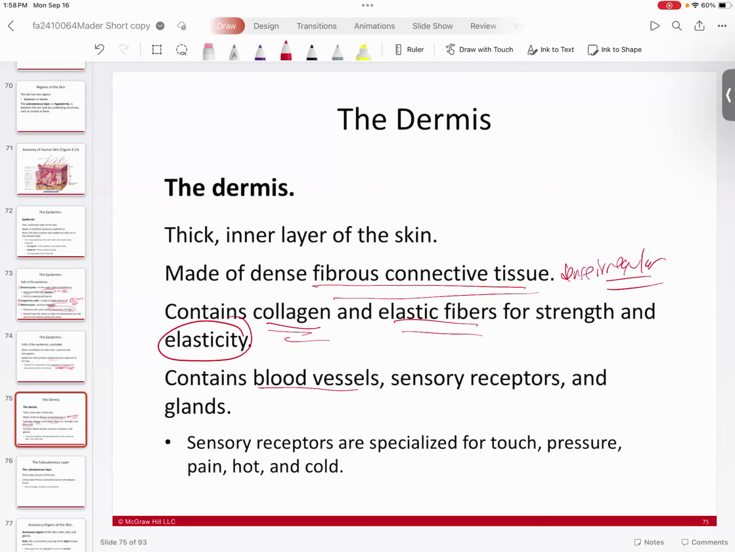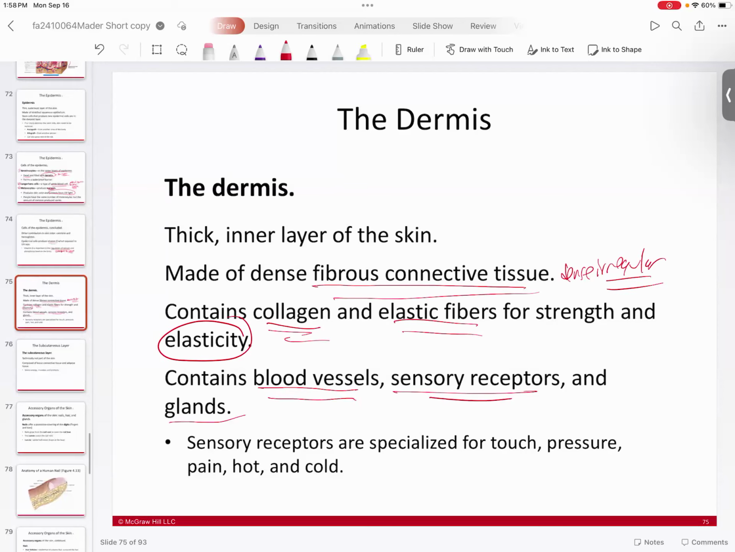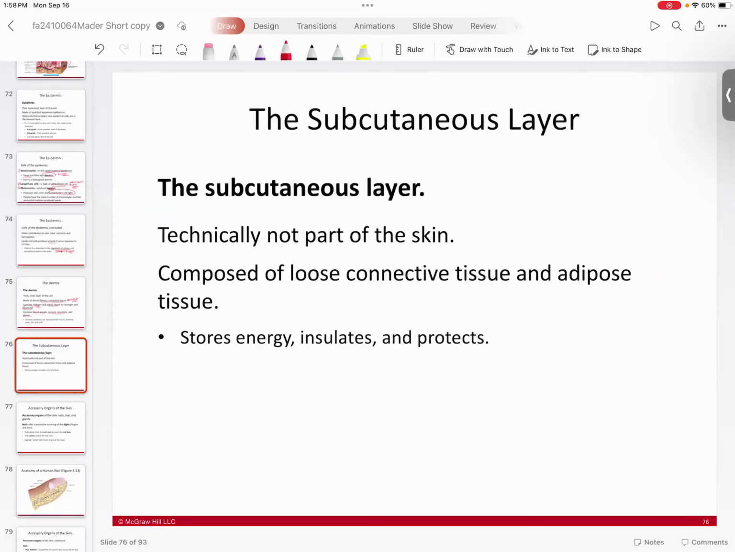It also has lots of blood vessels in it, sensory receptors, glands in it. So there's a lot of stuff going on here. And this is basically where you have a lot of that magic. A lot of sensory receptors are basically going to be embedded in your dermis itself. So if you think about it, the epidermis is really purely just a covering. Your dermis is where all the function is happening.